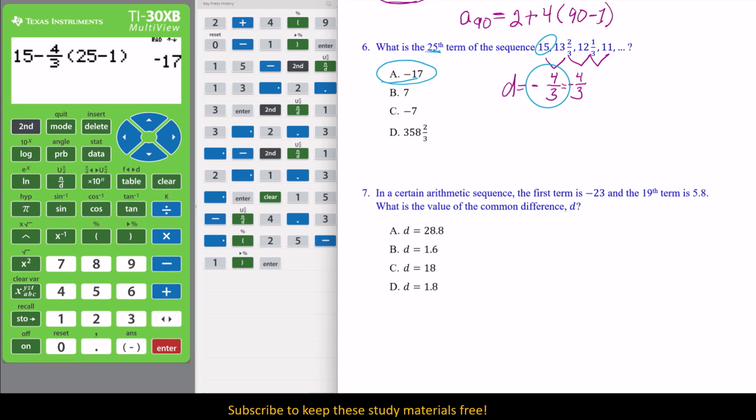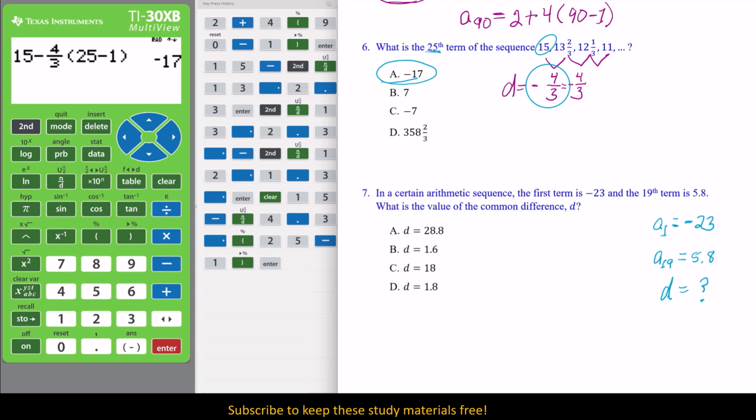In a certain arithmetic sequence, the first term is 23. So I'm going to sidebar over here. So A1 equals negative 23. Okay. And the 19th term, A of 19, equals 5.8. What is the value of the common difference? So we're looking for D.